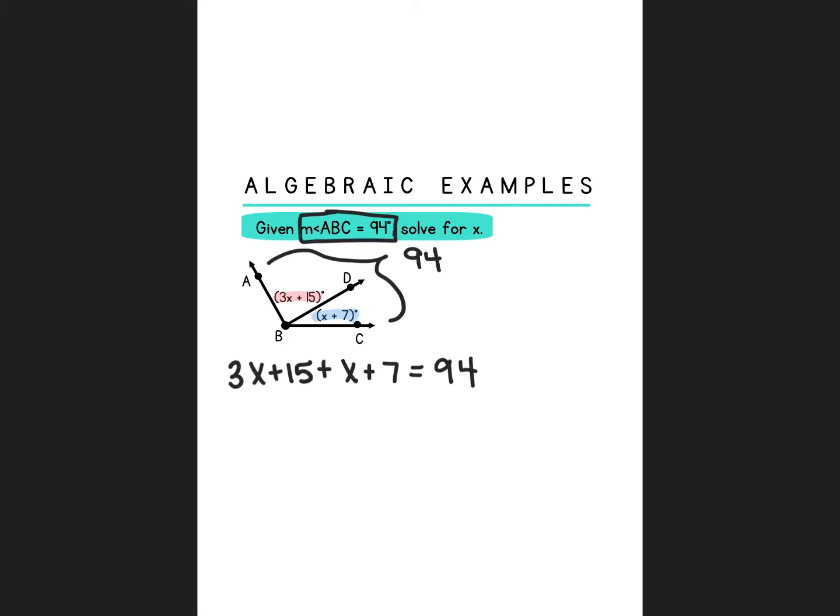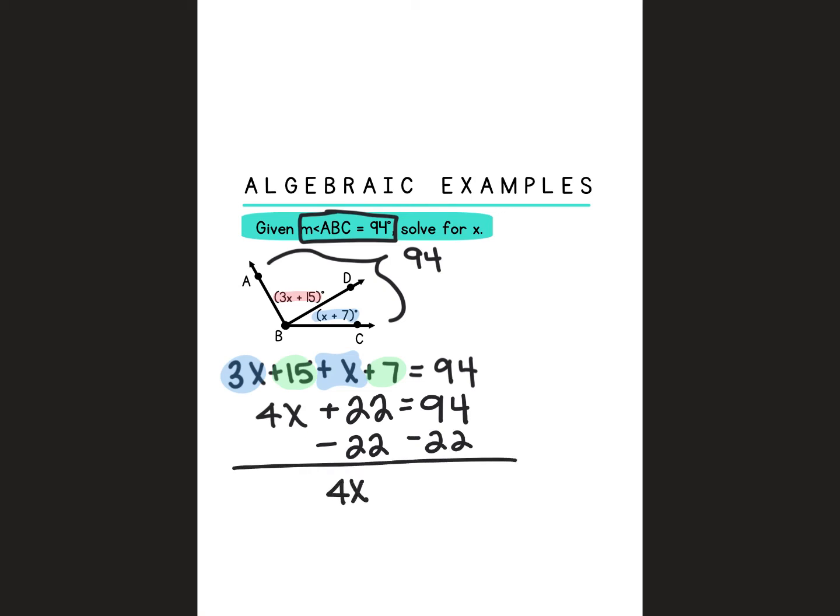plus part 2, x plus 7, equals the whole angle, which is 94. When we start, we're going to combine like terms, so that's 3x plus x, which gets me 4x, and then 15 plus 7 is 22, and that equals 94. Subtract 22 from both sides. 4x equals 72. Divide by 4. X equals 18.